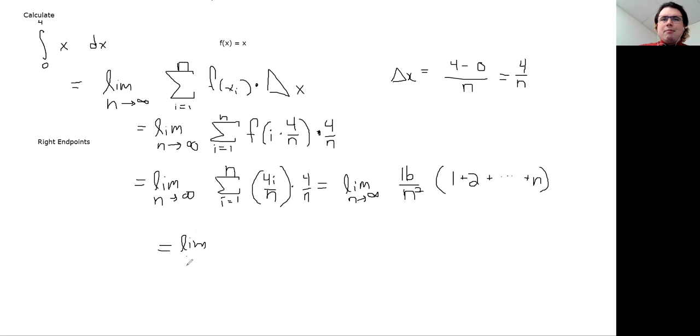So in the limit, n goes to infinity. So far, I've just been doing algebraic work here. I haven't calculated the limit just yet. Well, I've got that 16 divided by n squared that I factored out of each of the summands. And then the formula for adding up the first n integers, I can calculate that by n times n plus 1, all divided by 2.